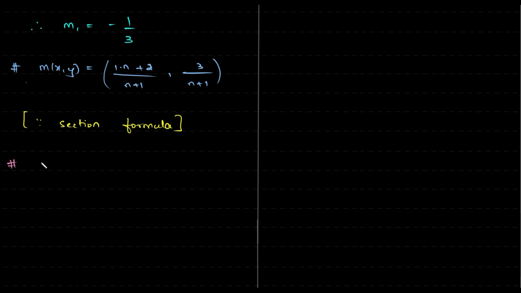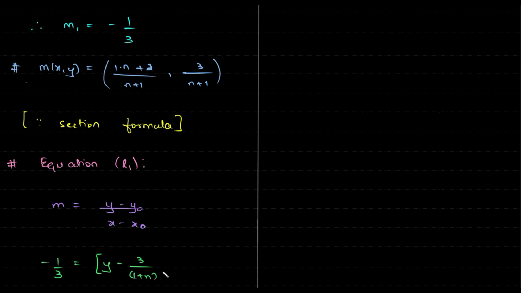Finally, the equation of line L1, which we can get from the slope idea, is y minus y0 divided by x minus x0. So we have m to be minus 1 by 3, and this is y minus, so this is going to be big because these are fractions, 3 by 1 plus n, and this is divided by x minus (2 plus n) by (1 plus n). Okay, so this point is what I am substituting in y0 and x0 because that's the point which we know of, right? And then we have minus 1 by 3.